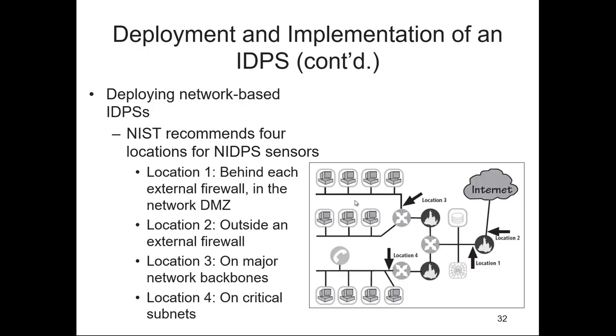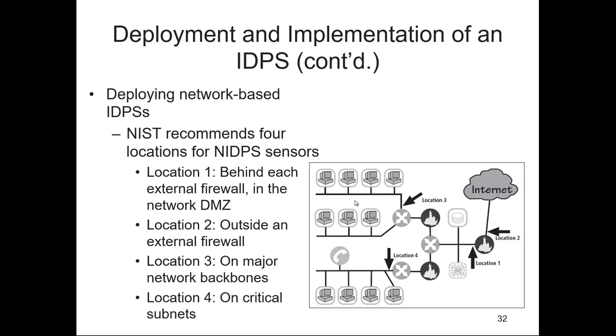When deploying network-based IDPS, there are four recommended locations for the sensors. Location number one, behind each external firewall in the network DMZ. The IDPS sees attacks that originate from the outside world and may penetrate the network perimeter defenses. The IDPS can identify problems with the network firewall policy or performance.